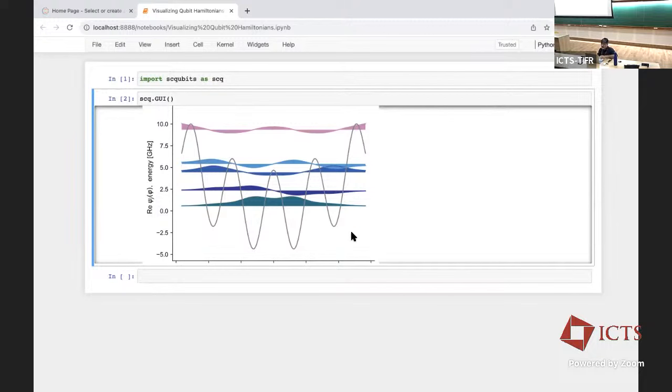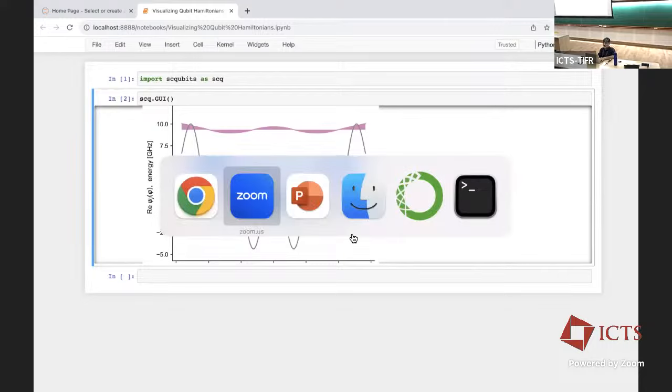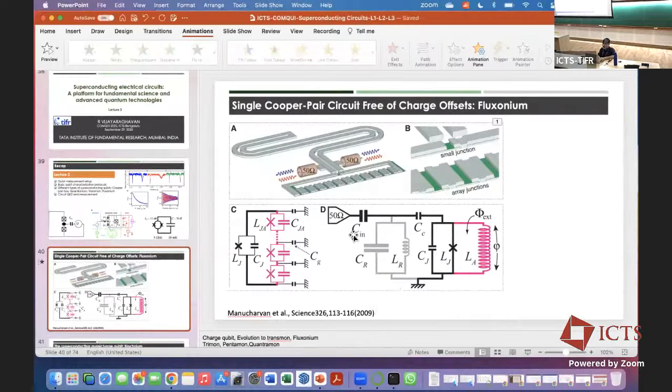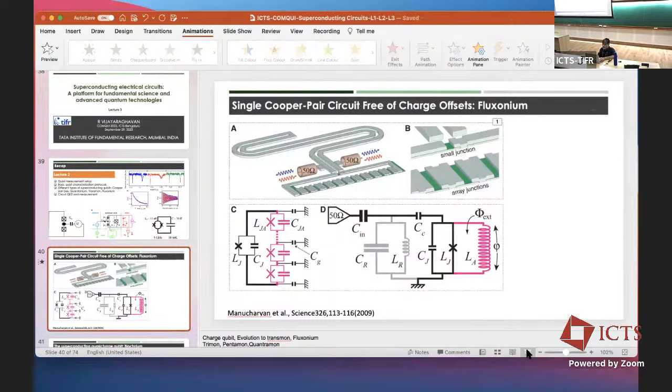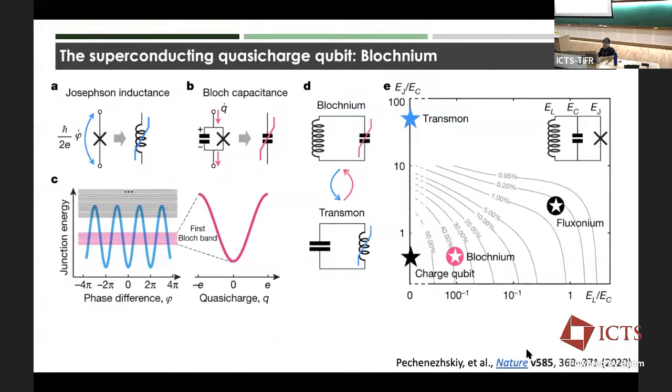And this is a very interesting device. It's not yet really a candidate for a proper qubit, but this one is very interesting from its physics point of view. This is called the superconducting quasi-charged qubit, or the blocknium. What they're trying to say is that you create this band of states at the bottom, and this is claimed to be a missing dual.